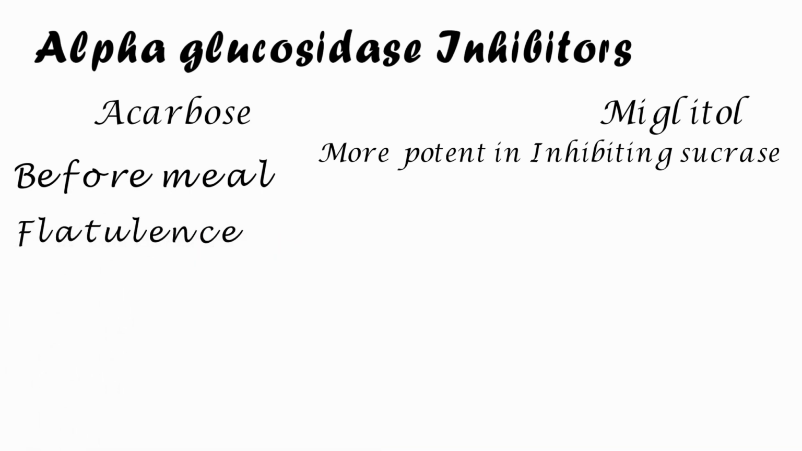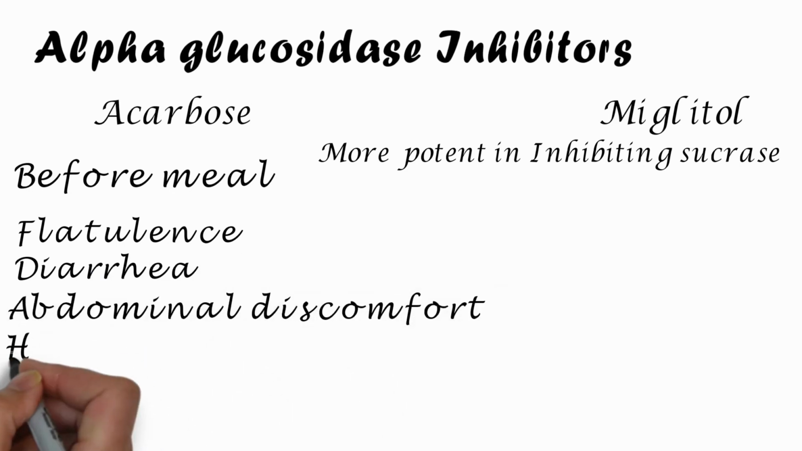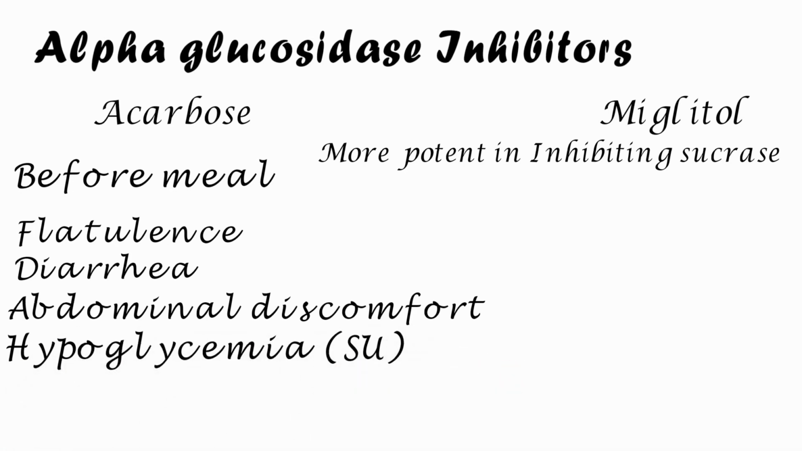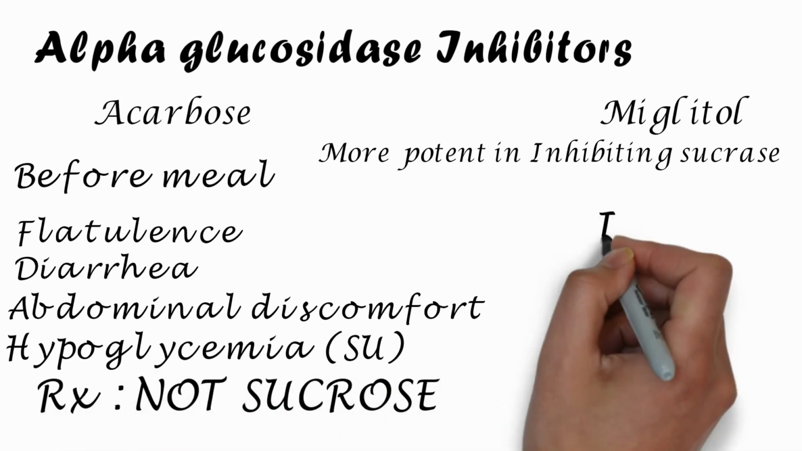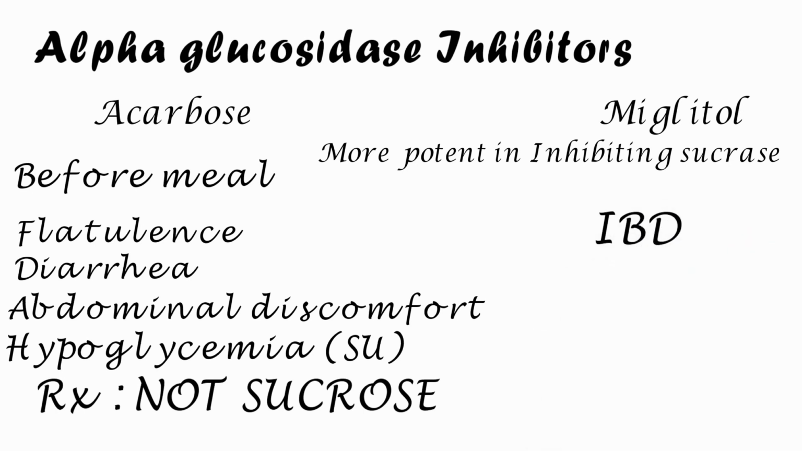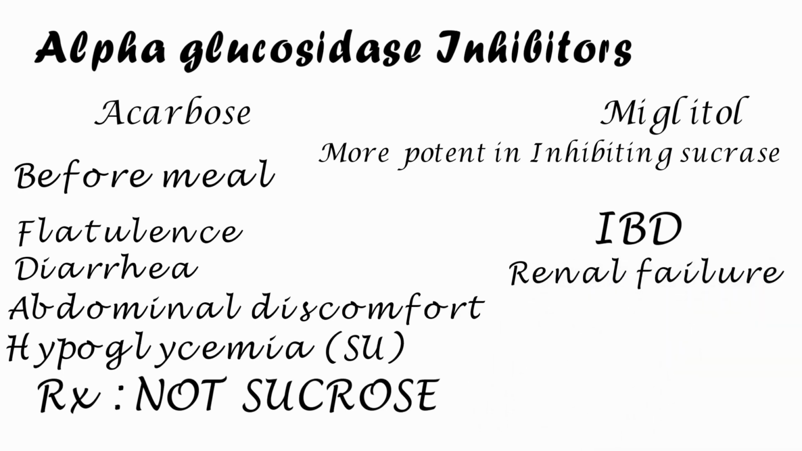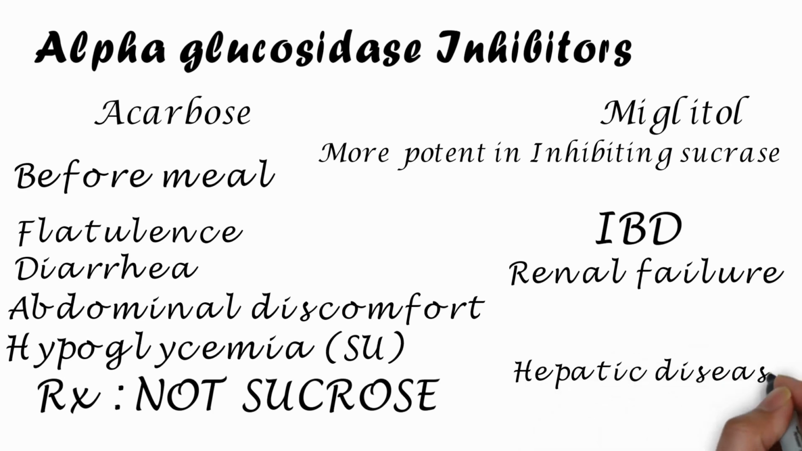The adverse reactions shown by these agents include GI disturbances like flatulence, diarrhea, and abdominal discomfort. Hypoglycemia can occur with concurrent sulfonylurea treatment. Treatment of hypoglycemia should be simple glucose, not sucrose. These drugs are contraindicated in inflammatory bowel disease and renal impairment. They should be used with caution in hepatic impairment.